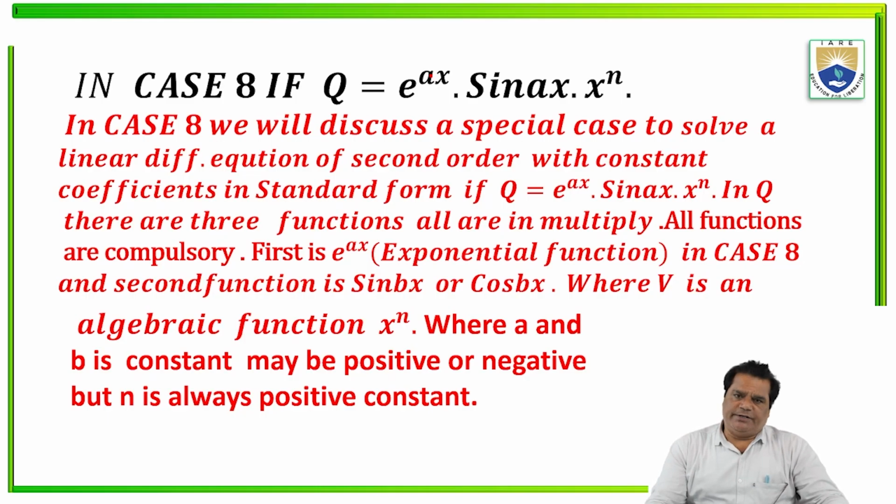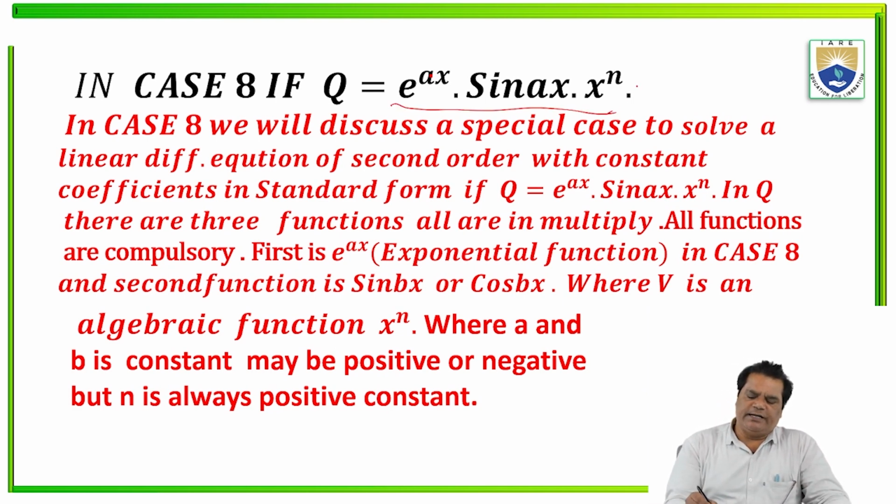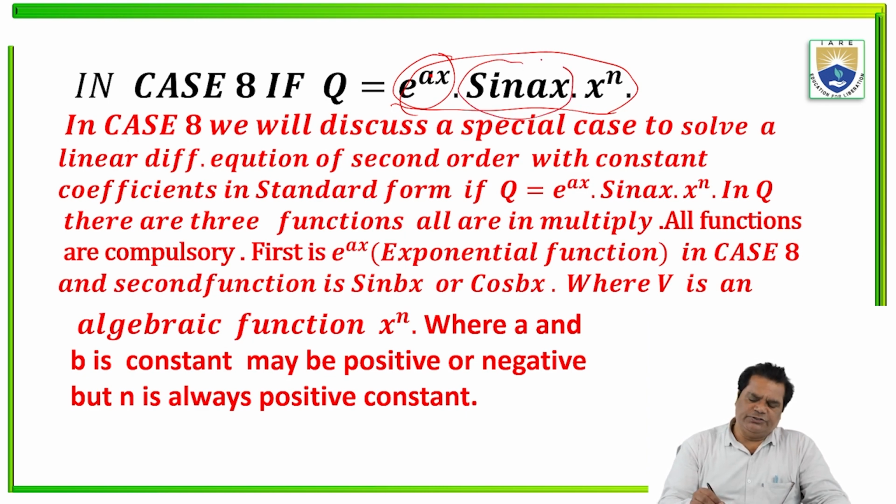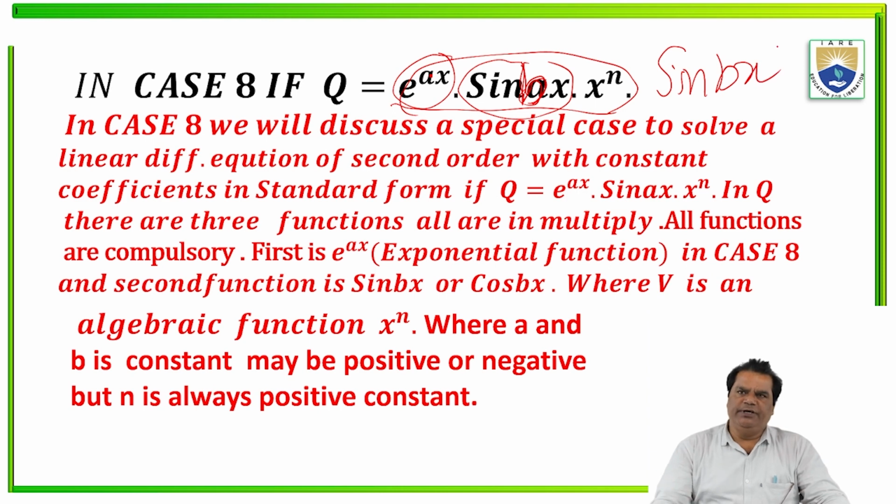We have already discussed case 7, but now I want to discuss case number 8. If Q is, what is Q here? There are three functions in this case. First is the exponential function e to the power ax. Second is sin bx. We are writing B here: sin bx, not ax. B is one number, a is another number, and the third is x to the power n.